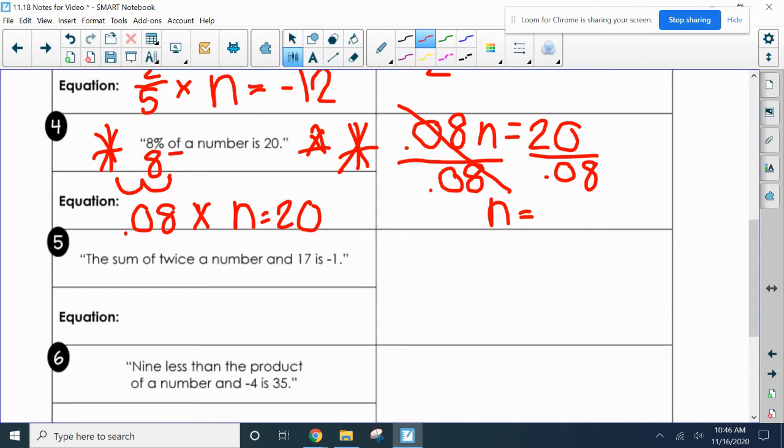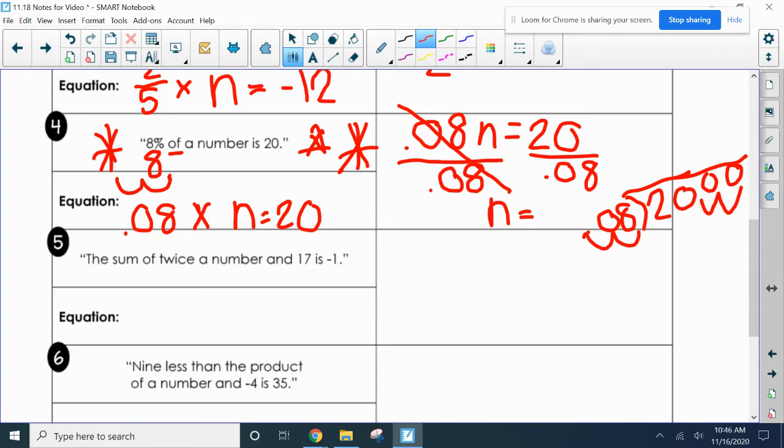So 20 would go into the house. 0.08 is going to go on the outside before I can divide. My divisor on the outside cannot have any decimals. So we have to move it 1, 2 to the right. So this also has to go 1, 2 to the right. Because I do not have any numbers there, we have to put zeros in their places.